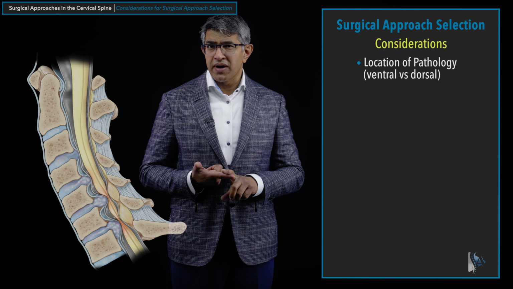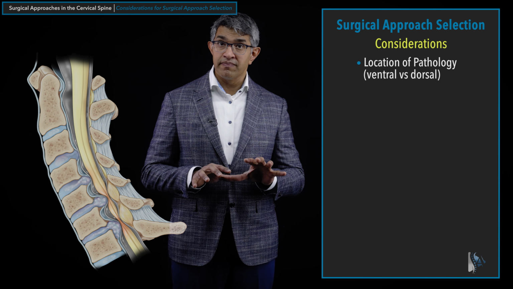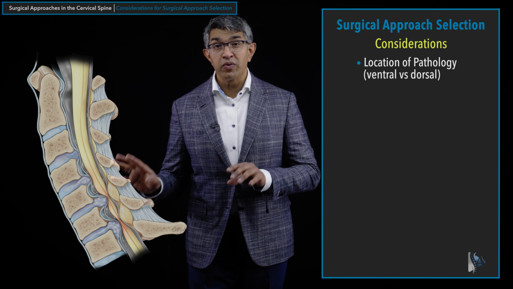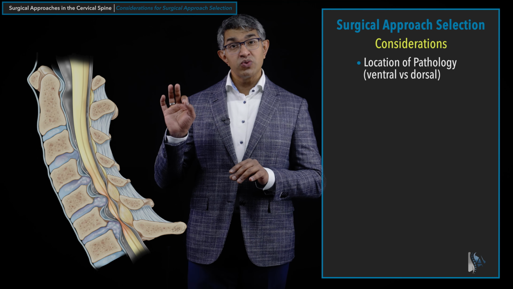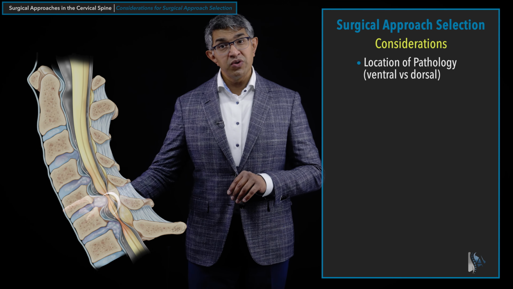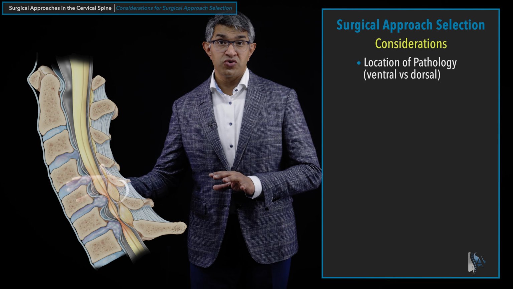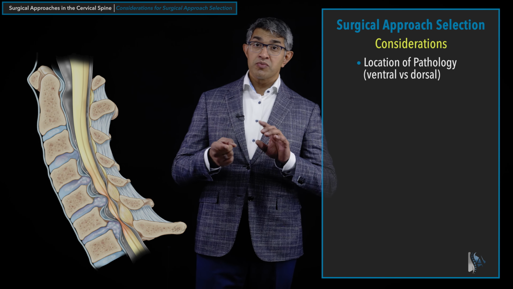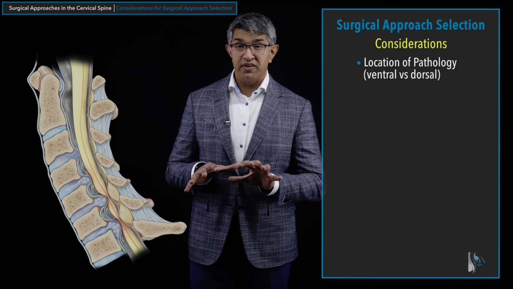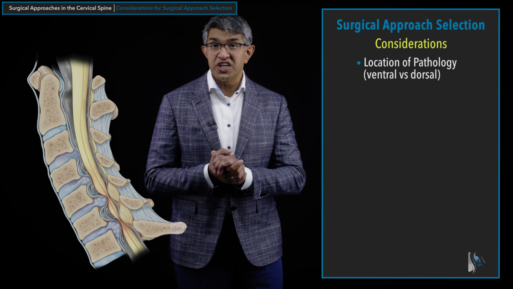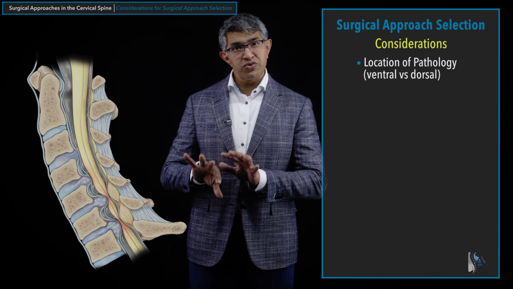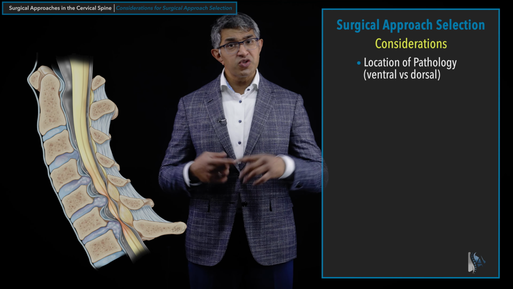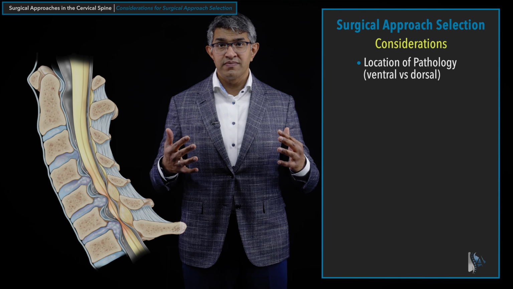The first thing to think about is the location of the pathology. So pathology from the front, or what we call anterior, or sometimes we use the word ventral, we generally would preferentially use surgeries from the front. Pathology from the back, like ligament thickening, which can also be called posterior, or dorsal pathology, those are all kind of interchangeable names. We often would favor surgeries from the back. So the first rule is go where the pathology is, and that kind of makes sense.